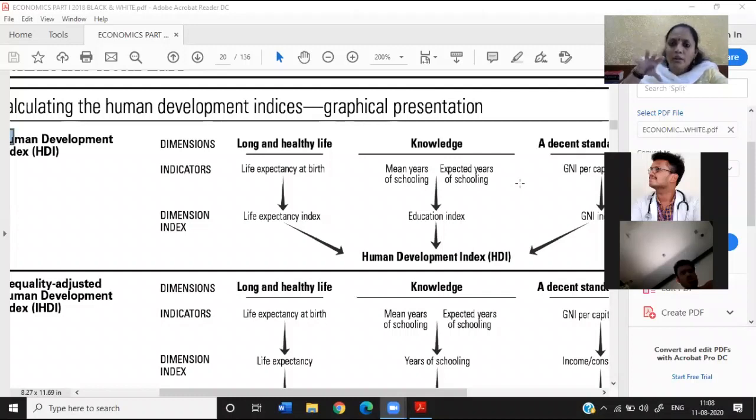The very popular indicator out of this is the Human Development Index, which is the first indicator. When you hear the news about the Human Development Index, you are actually going to look at one particular thing. Where does India stand? What is the rank of India? Right? Now I'm going to ask you a question.